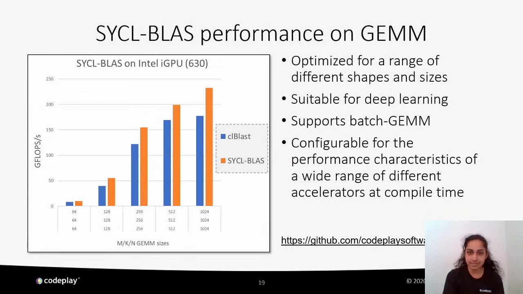So these are the performance numbers of SYCL-BLAS. This is shown for GEMM. We compared this on the Intel iGPU with the OpenCL-BLAS implementation. It shows gigaflops, and the x-axis shows the sizes of the matrices used for performing the GEMM operation. This was optimized for a range of different shapes and sizes, and this is used in many of the deep learning libraries. As you can see, SYCL-BLAS performs much better than the OpenCL-BLAS implementation.